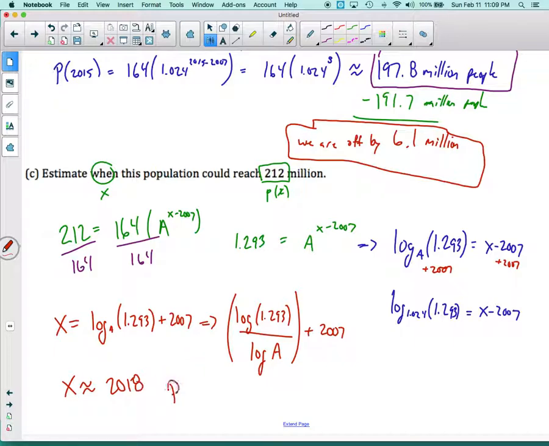So Pakistan should reach 212 million people by this year, according to our model.